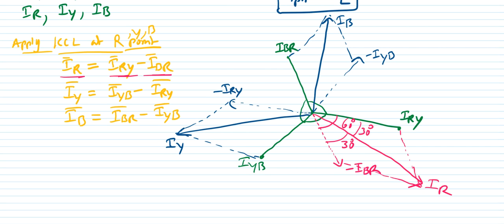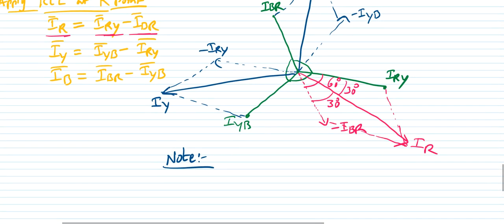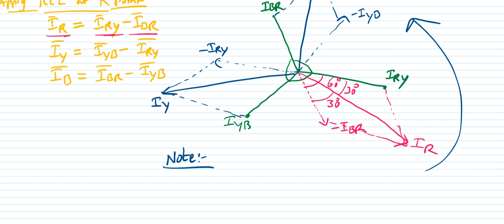From this phasor diagram, what is the point we are noting or observing here? These are my vectors, and the rotation of the vectors is in the anticlockwise direction. Then if you compare, this is nothing but a line current, isn't it? This is a line current, but this one here is the phase current. This is the phase current and this is the line current.